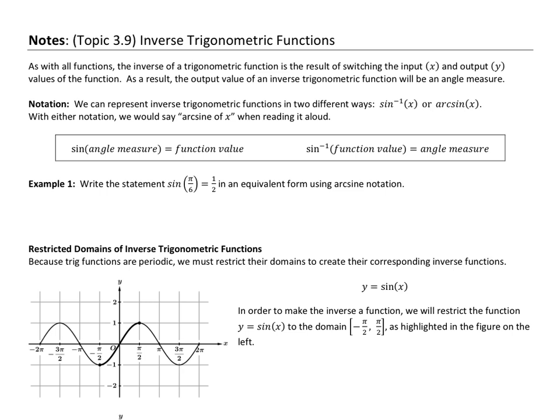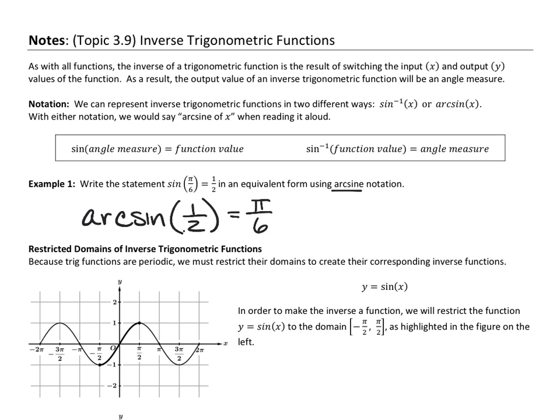Just to start off small, we're going to write the statement sine of pi over 6 equal to 1/2, which is a true statement, in equivalent form using arc sine notation. We're going to do this two ways. First way, if we straight up use arc sine notation, that means we can say that the arc sine of something is equal to something. Inside of an arc sine should not be an angle, which means you are going to put the 1/2 inside of arc sine. That is a function value, that is not an angle. The angle measurement here is pi over 6. So that is the inverse version of sine of pi over 6 equal to 1/2.